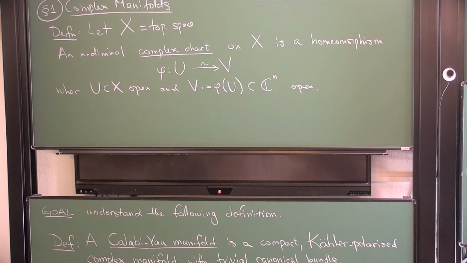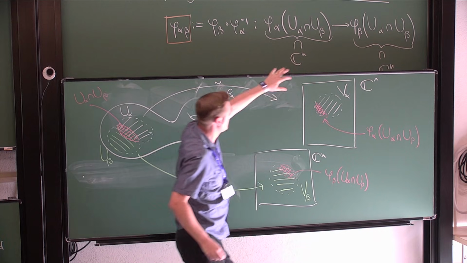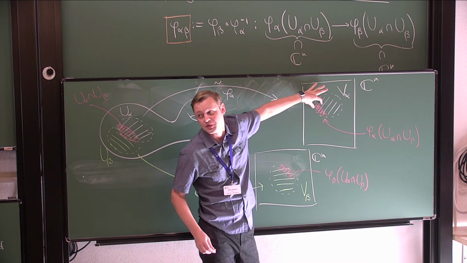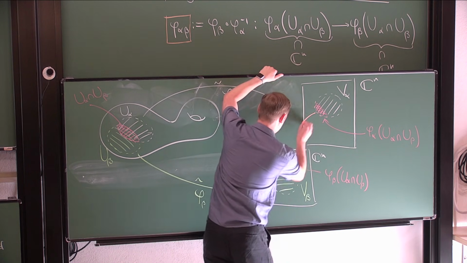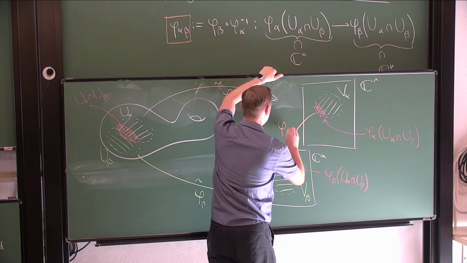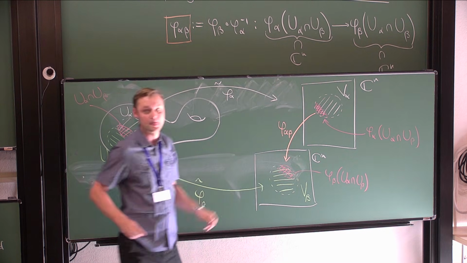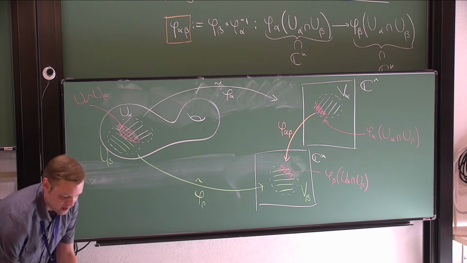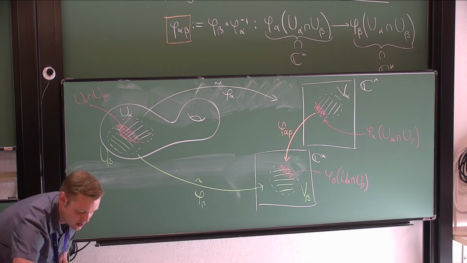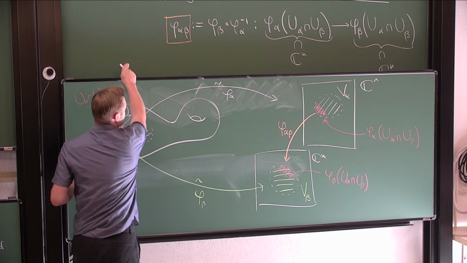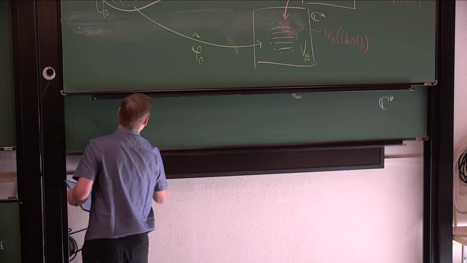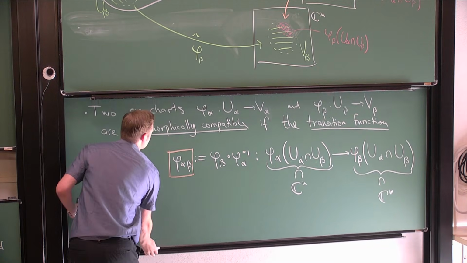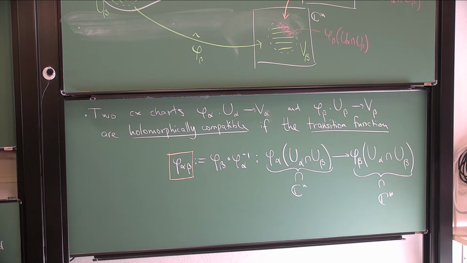And so what this transition function is really, is a map from an open subset of C^n to some other open subset of C^n. So this is my phi alpha. And so the requirement for these two complex charts to be holomorphically compatible.